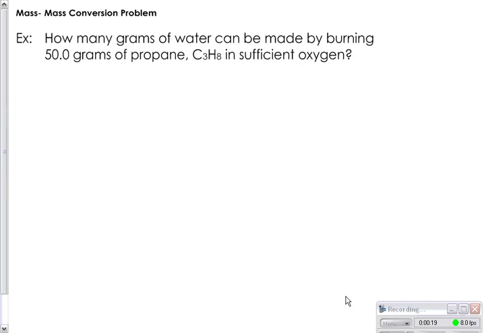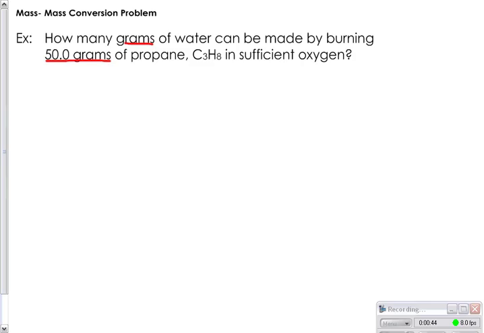Now, when you read the problem, the reason you know that it's mass-mass is because the question is asking you how many grams of water can be made by burning 50 grams of propane. Since both the given and what you're trying to find are mass units, that is what makes it a mass-mass problem.